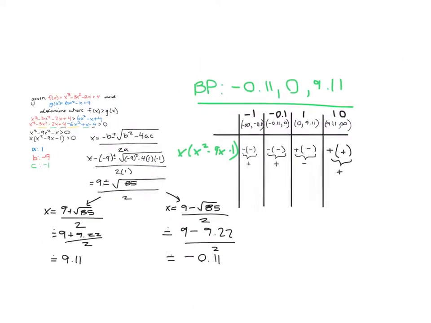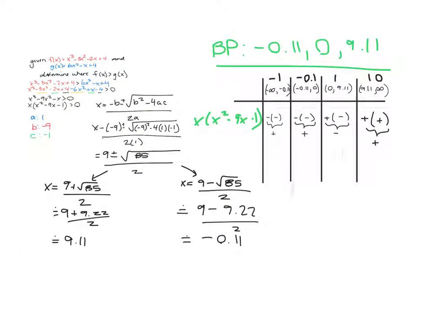Cool, so that was super easy. We now have our positive intervals. Are we looking for the positive or the negative? For that, we have to go back to our original data. We are looking for where f of x is greater than g of x. That greater than g of x means we're looking for the positive intervals. If it was less than g of x, we'd be looking for the negative intervals.